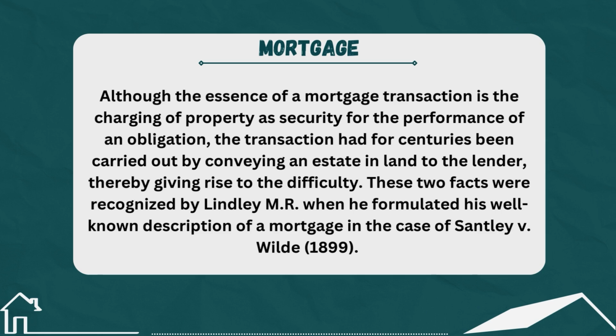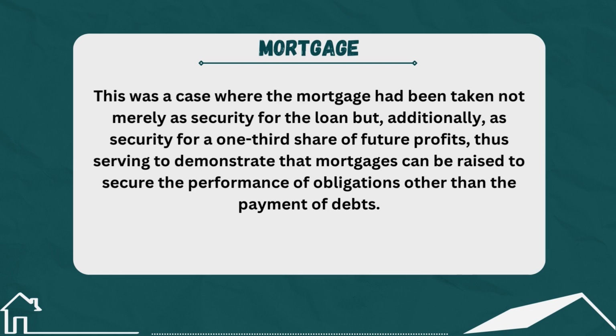Although the essence of a mortgage transaction is the charging of property as security for the performance of an obligation, the transaction had for centuries been carried out by conveying an estate in land to the lender, thereby giving rise to difficulty. These two facts were recognized by Lindley M.R. when he formulated his well-known description of mortgage in the case of Santley versus Wild in 1899. This was a case where the mortgage had been taken not merely as security for the loan, but additionally as security for a one-third share of future profits, thus serving to demonstrate that mortgages can be raised to secure the performance of obligations other than payment of debts.